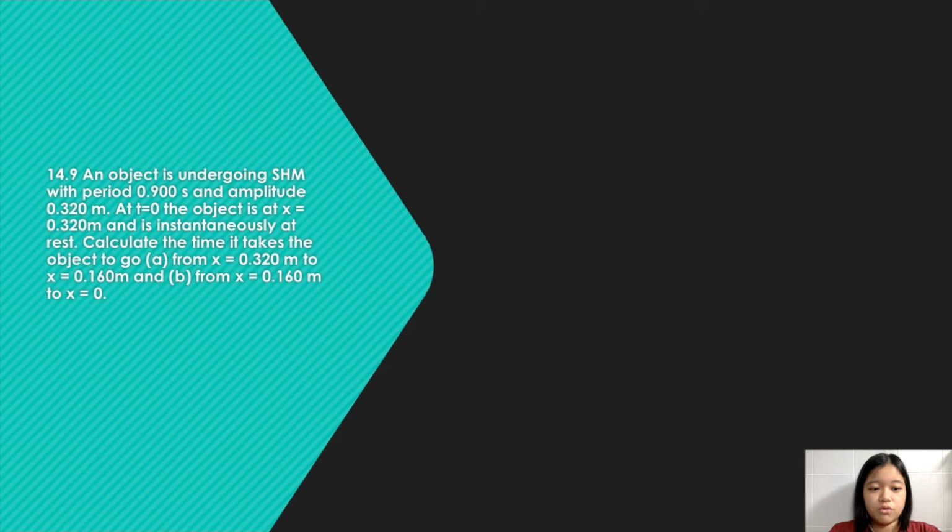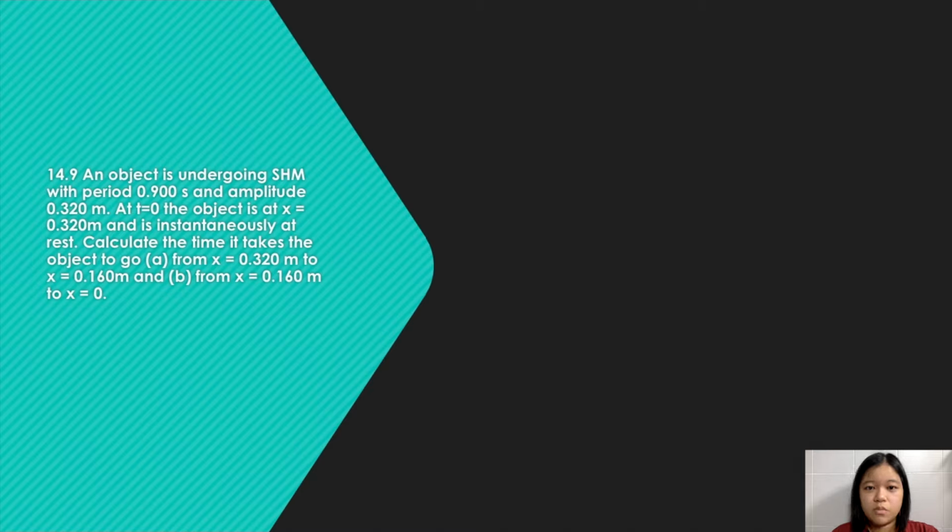At t equals 0, the object is at x equals 0.320 meters and is instantaneously at rest. Calculate the time it takes the object to go from x equals 0.32 meters to x equals 0.16 meters, and b, from 0.16 meters to x equals 0.